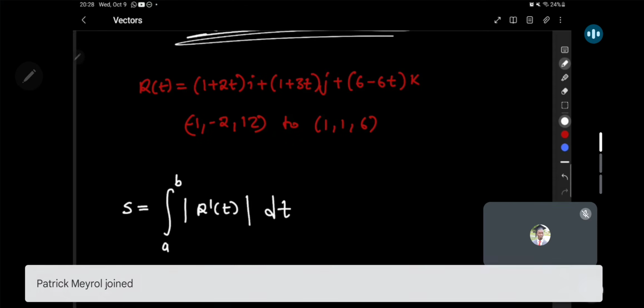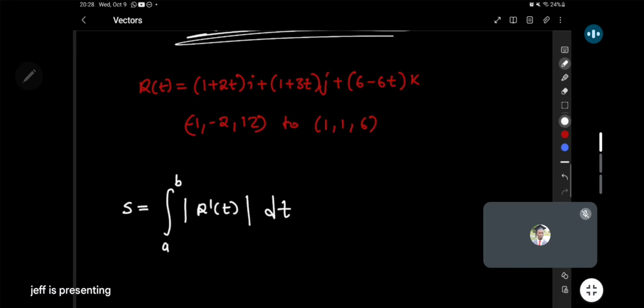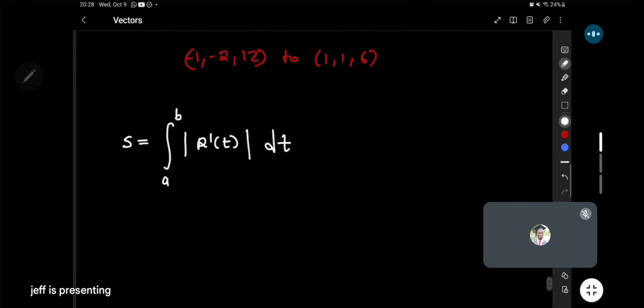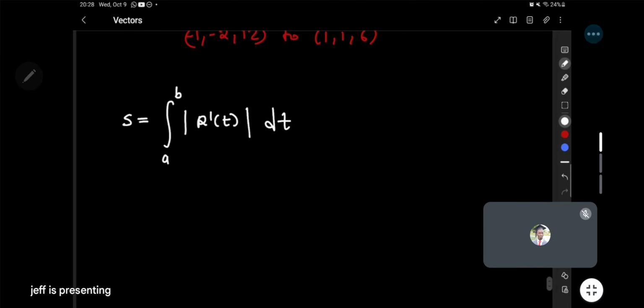Now the only thing here is step 1, differentiate the position. So the first thing we're going to do is differentiate the position function. And for the position function, we have this expression here.